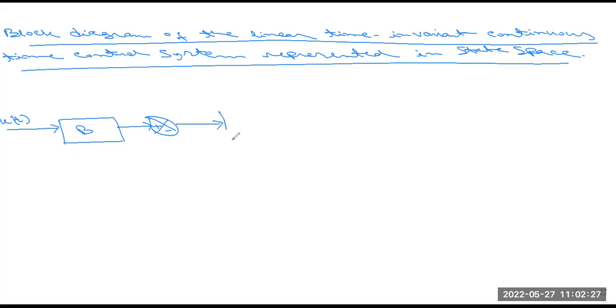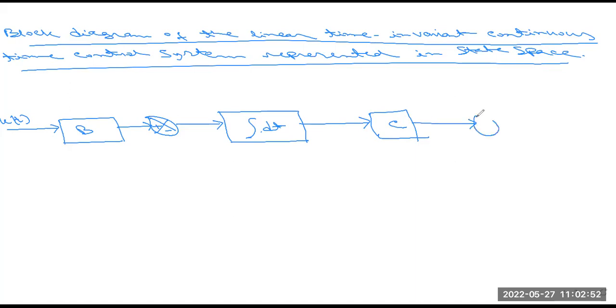Another block. This is for the integration, dt. So this is for continuous time, that is the summation over different time instants. Okay. Then another block we have to attach, that is C. Then another summing point, plus. Then finally this is the output y(t).